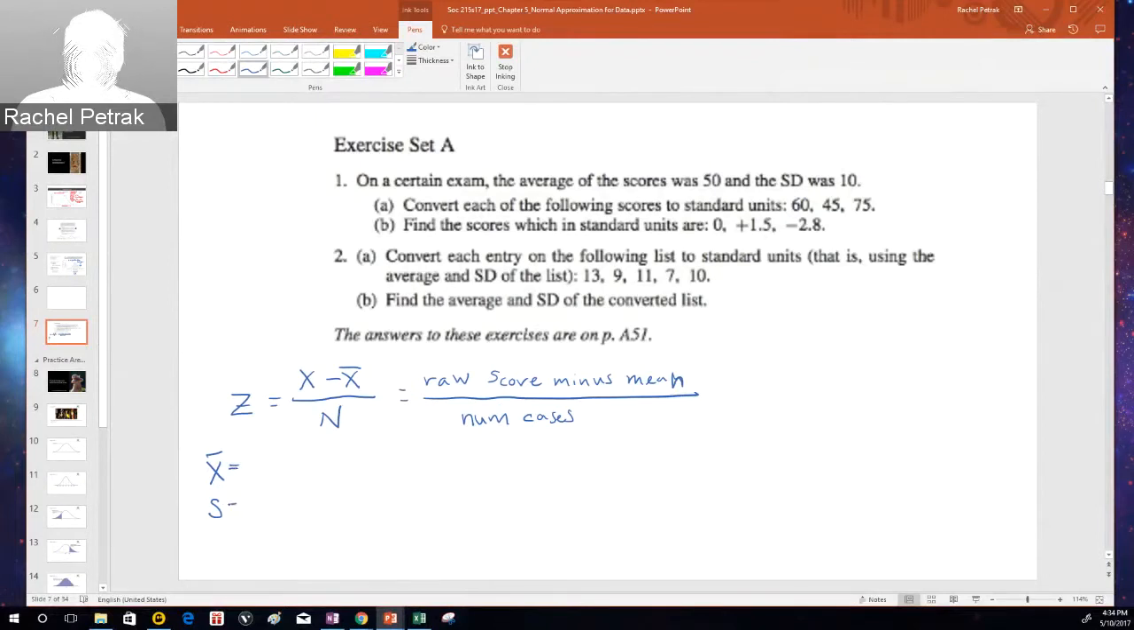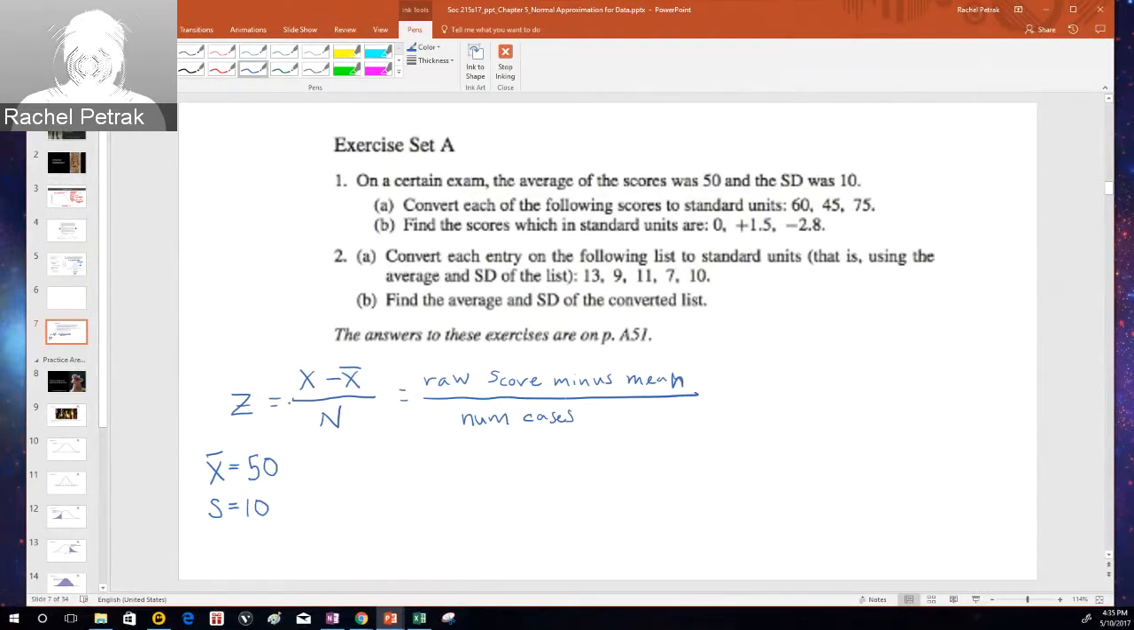I'm using S to represent the standard deviation. SD is also fine, but for brevity, I'm going to use S, which is the standard notation for a standard deviation.